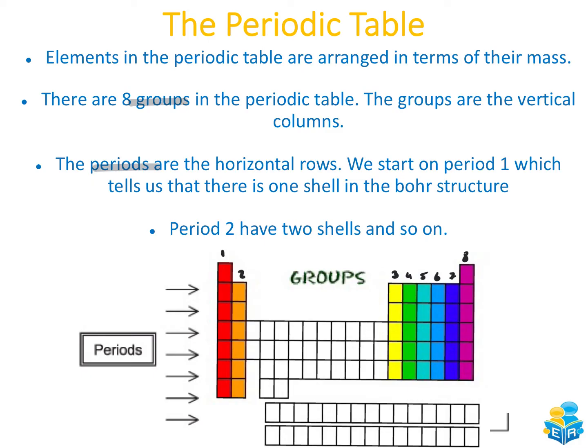The groups are the vertical columns. Okay, so they're going down. That's group 1, group 2, group 3, group 4, group 5, group 6, group 7, and group 8. The periods are the horizontal rows, so they're the lines going across. Okay, so period 1, period 2, period 3, period 4, period 5, period 6, and so on.